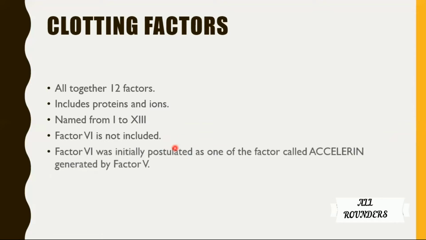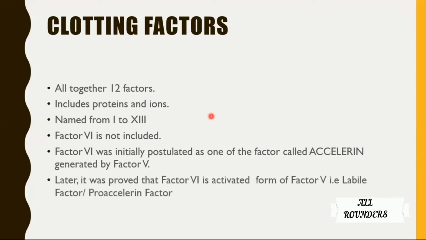It's because factor 6 was initially postulated as one of the factors called accelerin generated by factor 5, but later on it was proved that factor 6 is the activated form of factor 5, that is the labile factor, also known as proaccelerin factor. So nowadays we don't consider factor 6 as a clotting factor, but it was proved that it was the activated form of factor 5 only.